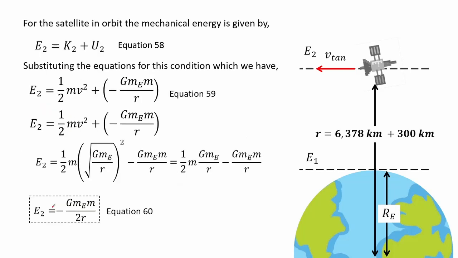For the satellite in orbit, where it is moving at an elevated position, its mechanical energy is given by equation 58. Substituting the equations for this condition, we have equation 59. Further simplifying the equation, we obtain an expression for the mechanical energy in orbit shown in equation 60.